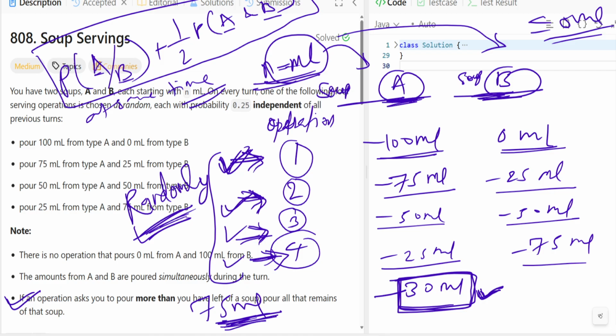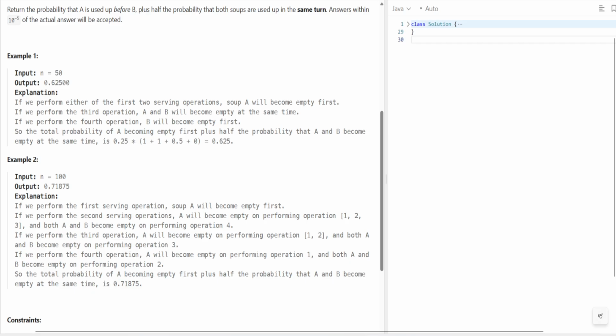I hope you understand the problem. If you have any doubt in the problem understanding, let me know in the comment section, guys. So as you can see, we have given one example here. Example one, we have given n equal to 50, and we have to return the probability. What the question was saying is we will return the probability of A before B plus half of the probability of this that we have seen.